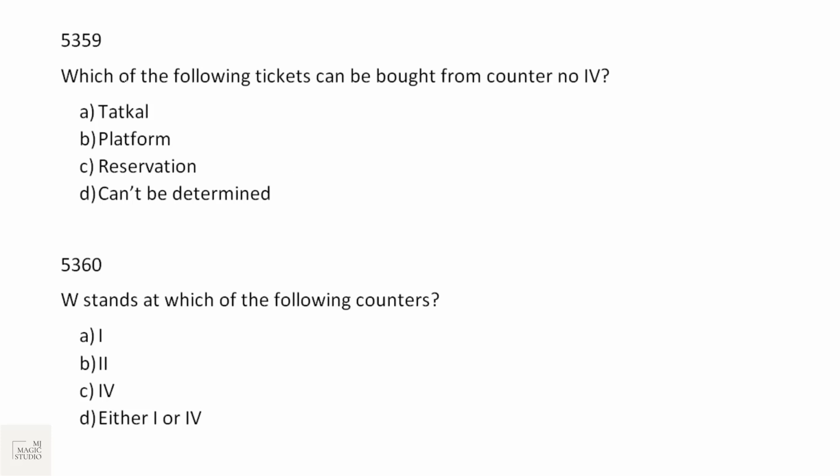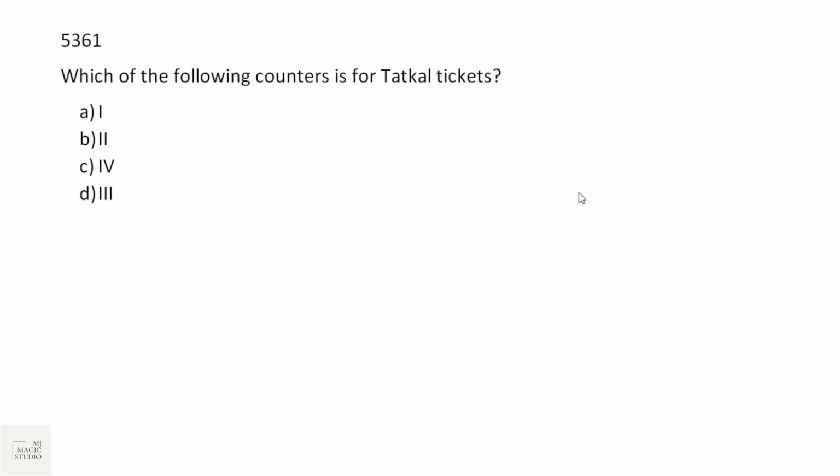The 3 questions that follow: which of the following tickets can be bought from counter number 4? As we have seen from the grid, counter number 4 is for the platform ticket. W is standing at which of the following counters? W was buying a general ticket from counter number 1. And one more question to follow here: which of the following counters is for a Tatkal ticket? From the grid, the Tatkal ticket was taken from counter number 3 by Y. So we mark D.